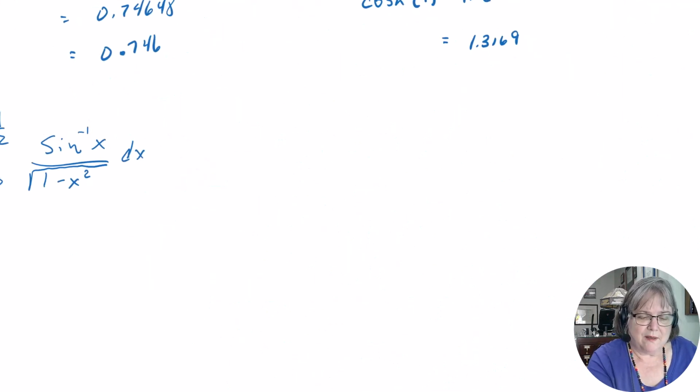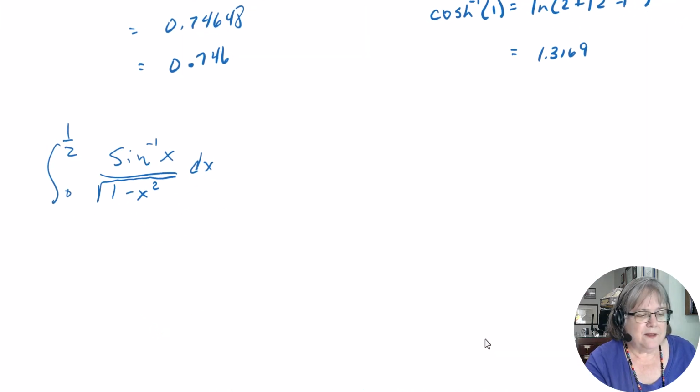All the way down here. Okay, so if u is equal to the inverse sine of x, then du is 1 over the square root of 1 minus x squared.